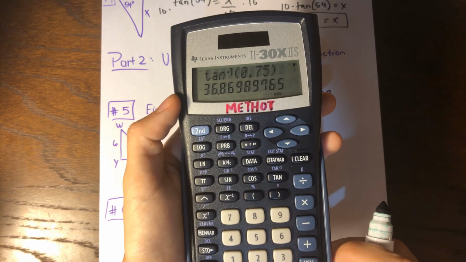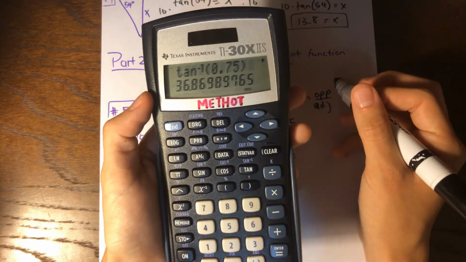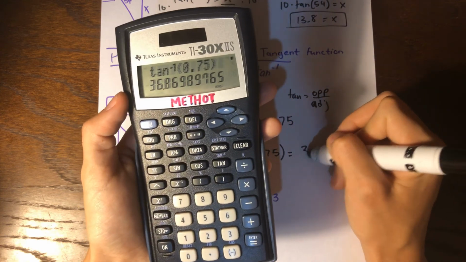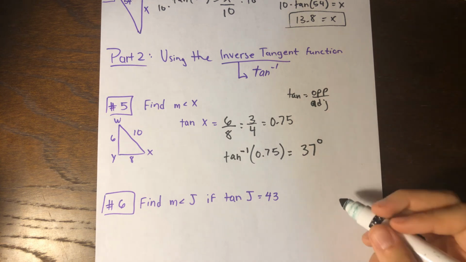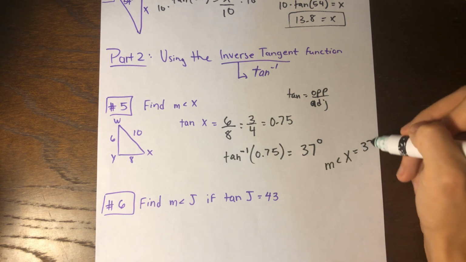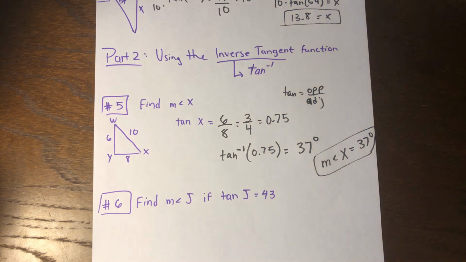When you do that, you should get 36.86, and we'll just round that to the nearest whole. So 36.8, so we're going to round that to 37. Okay, and then it said the measure, so you add the degree sign. So the measure of angle x is 37 degrees. Okay? Let's do the next one.